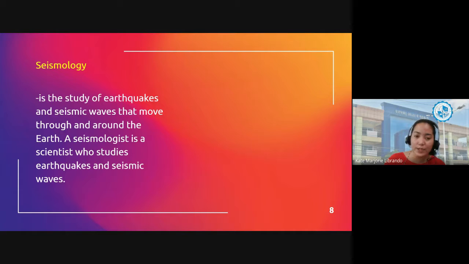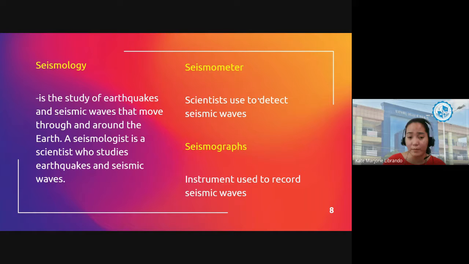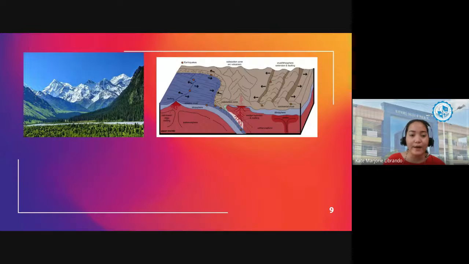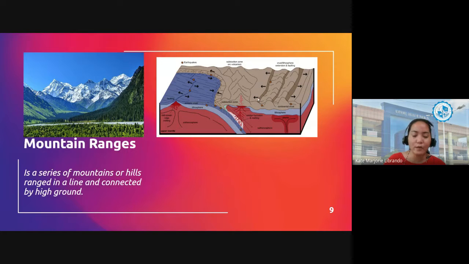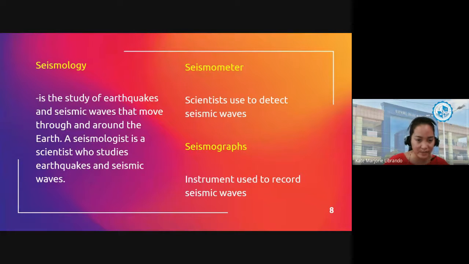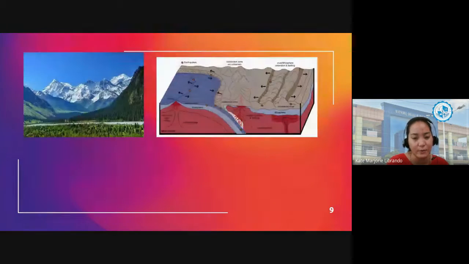The one who studies earthquakes and seismic waves is also known as a seismologist. And the difference between the seismometer and seismograph: a seismometer is used to detect seismic waves, and a seismograph is an instrument used to record seismic waves. By the way, there is a huge difference between the two. Again, a seismometer is used to detect seismic waves, and a seismograph is used to record seismic waves.